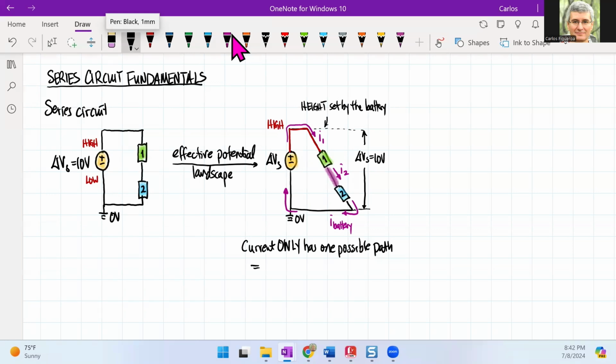So that tells me that the battery and the current through element 1 and 2 must be the same. Where else is the current going to go? You can't destroy current, so it has to be this way. And even though I didn't say this, I assume that you understand that that's my low right there. So this is telling me about the current.